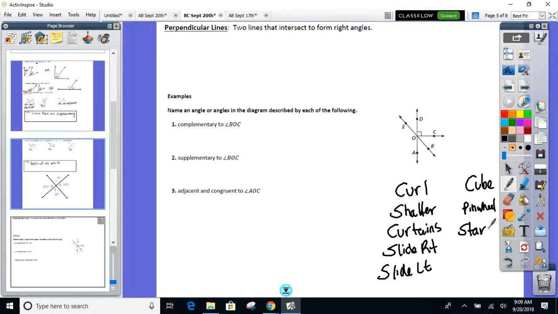Pinwheels? Yep, that's pinwheel. Okay, let's vote. So you choose what you think is going to be next. I go with the majority, and if it is, we get no homework. Or if it's the Promethean man again, no homework. Okay? Curl. How many think it's going to be curl? Got 2 curls. Shatters. 1, 2, 3, 4, 5, 6, 7, 8 shatters. Curtains. Slide right. Only vote once. 1, 2, 3, 4, 5, 6, 7, 8, 9, 10. Slide rights. Slide lefts. I got 2 slide lefts. Cubes. Got 1 cube. Pinwheel. 2 pinwheels. And a star.